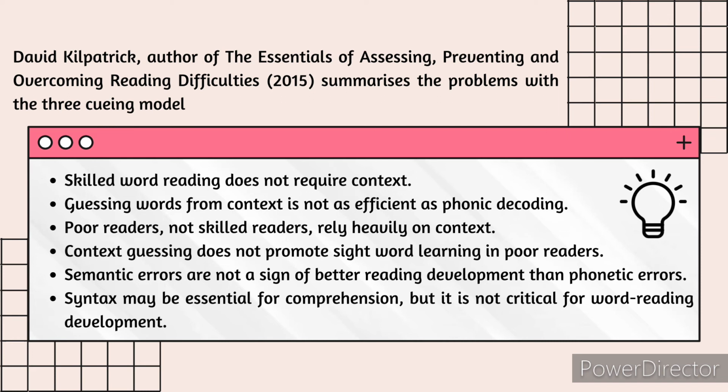David Kilpatrick, author of The Essentials of Assessing, Preventing, and Overcoming Reading Difficulties, 2015, summarizes the problems with the three cueing model. First is, skilled word reading does not require context. Guessing words from the context is not as efficient as phonic decoding. Poor readers, not skilled readers, rely heavily on the context. Context guessing does not promote sight word learning in poor readers.